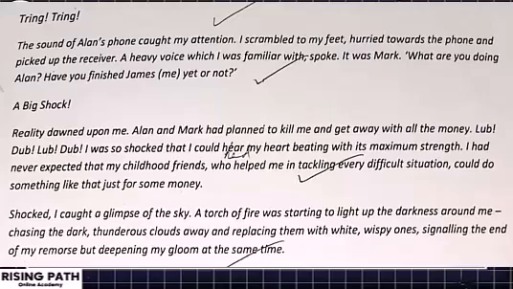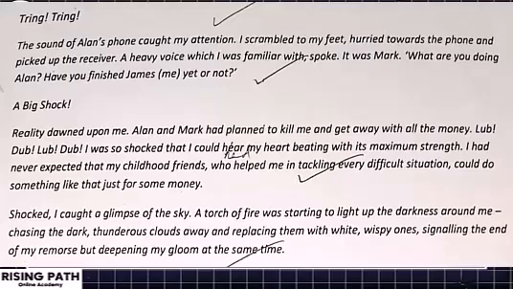A big shock. Reality now dawned upon me. Alan and Mark had planned to kill me and get away with all the money. Lub dub, lub dub. I was so shocked that I could hear my heart beating with its maximum strength. I had never expected that my childhood friends who had helped me in tackling every difficult situation could do something like that just for some money.